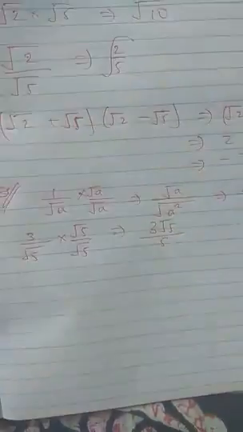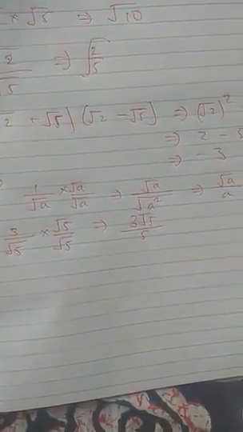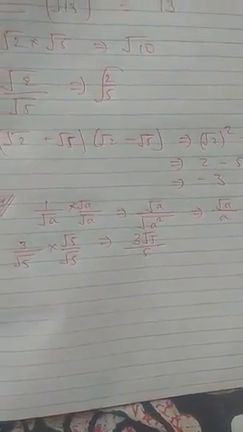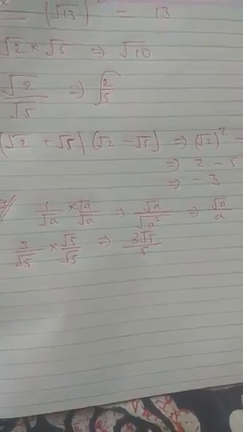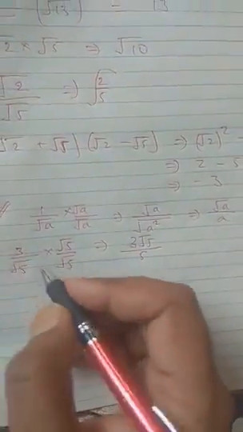Rationalization means simply to remove the square root from the denominator. Just remove a square root from the denominator. Rationalization simply means to remove a square root from the denominator. So we have some more examples.